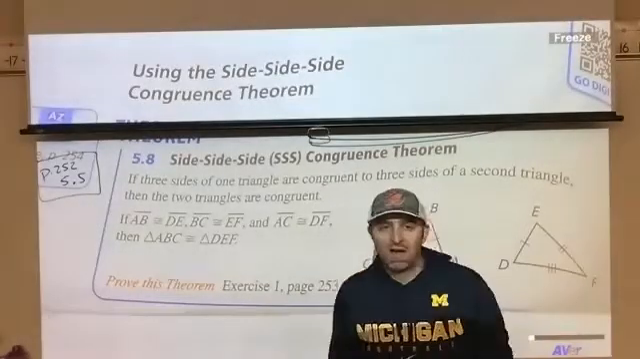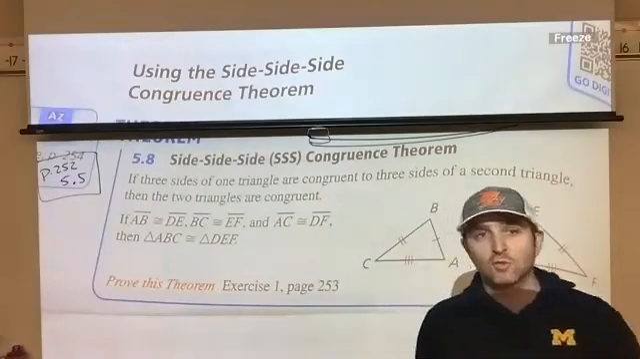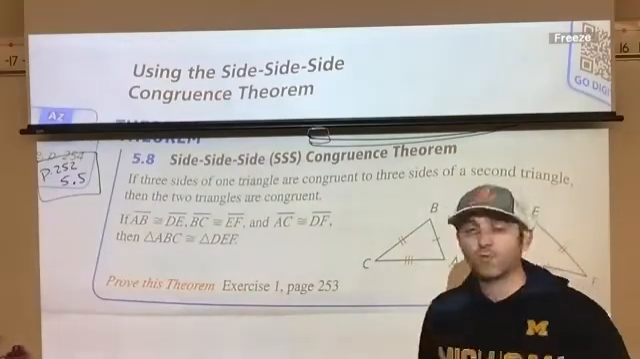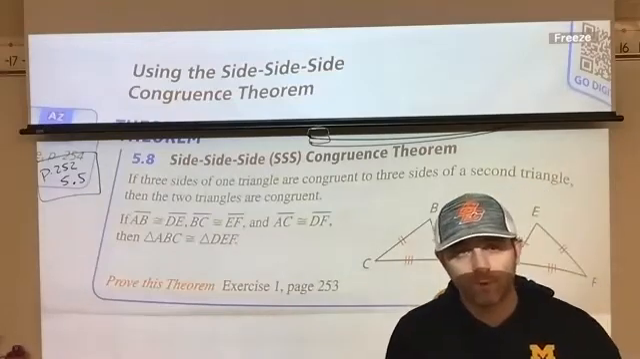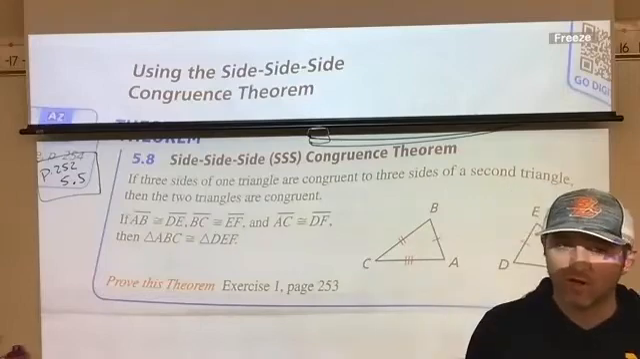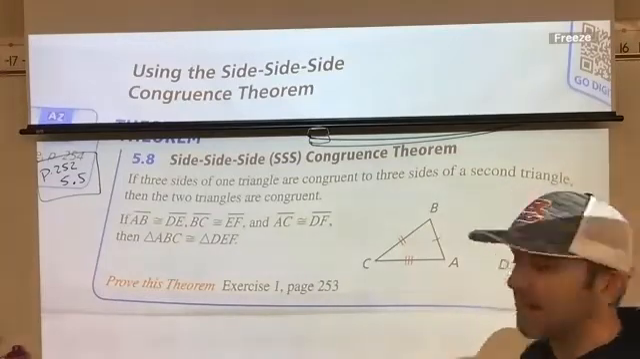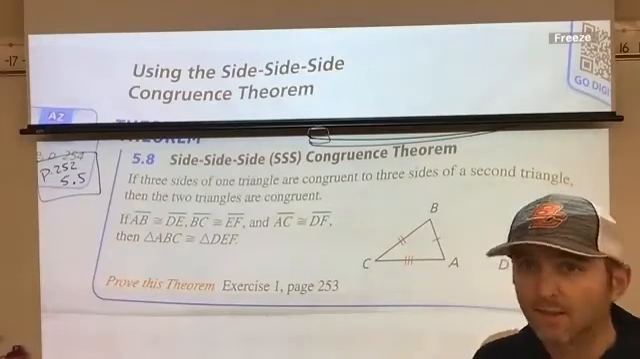Okay, so 5.5, page 252 here. 5.5, we're getting into two different ways to prove triangles congruent. We already had SAS, we had the definition of congruent triangles. We're getting two more. So we had SAS, now we have SSS.